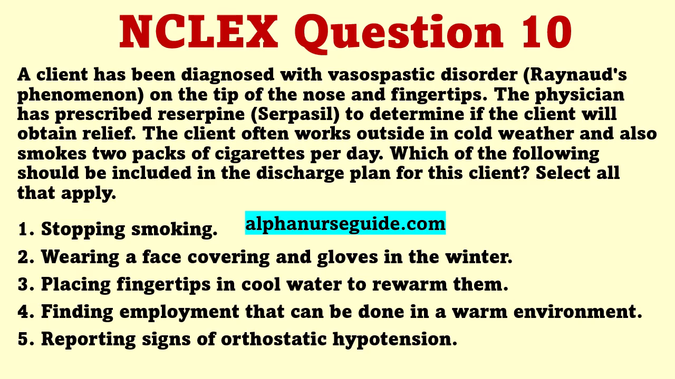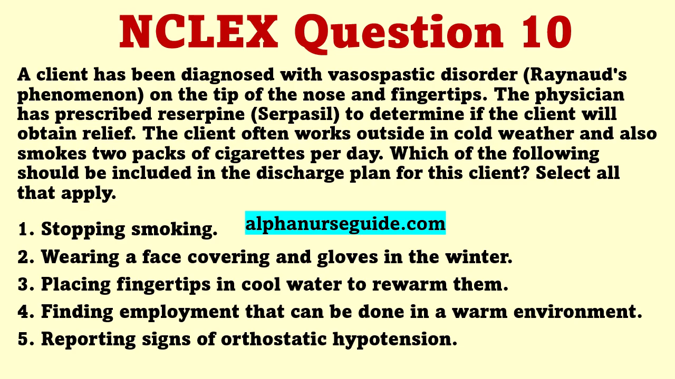The correct answers are 1, 2, and 5. Vasospastic disorder, Raynaud's disease, is a form of intermittent arteriolar vasoconstriction that results in coldness, pain, and pallor of the fingertips, toes, or tip of the nose, and a rebound circulation with redness and pain. The nurse should instruct the client to stop smoking because nicotine is a vasoconstrictor.